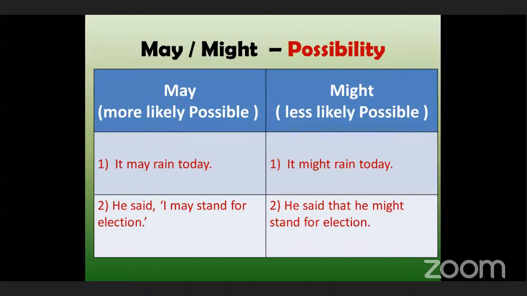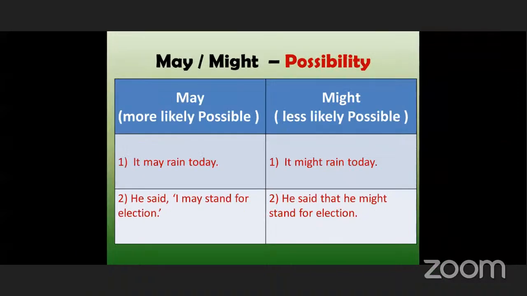Let's move towards the next modal auxiliaries. Next are may and might, and they function as possibility. They express the meaning of possibility. May is more likely possible, and might is less likely possible.